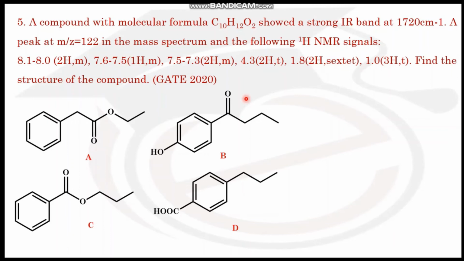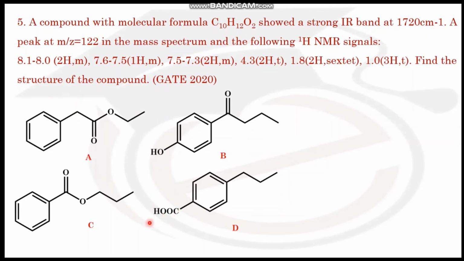First we have to check whether there is an OCH3 group, an OCH2 group, like that. Okay, before that there is a hint, or we can eliminate two options very easily. First, compound A is an ester. Option C is also an ester. Option B is a ketone. Option D is an acid.